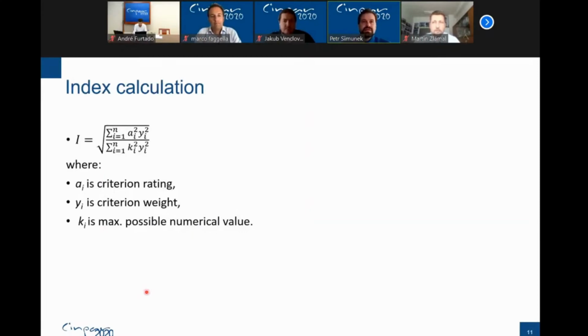Here we can see how we can calculate the index value. Actually, we have the rating, which was mentioned above. It's A. I is a criterion weight, so we can use the weight to distinguish between the criteria, and K is a maximum possible numerical value. So this is the value of the index.